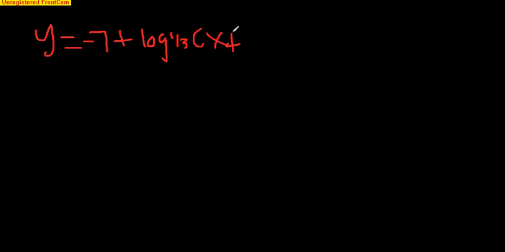Now let me get to our second. Our second equation will be y equals negative 7 plus log 1/3 of x plus 3. That would be our second equation. For this equation, we have to look at this base, which is 1/3, which means it's a decay.